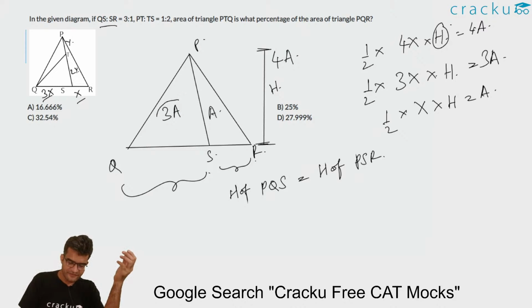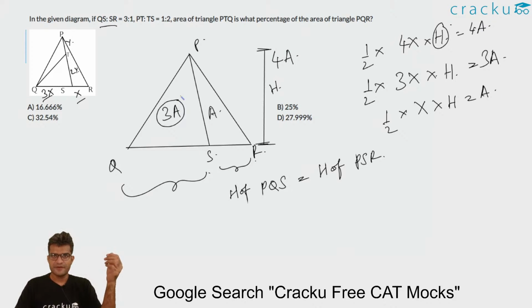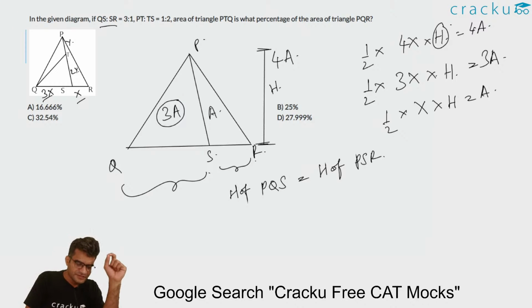Anyway, the area of triangle PQS is 3A. Now using the same principle, if you are now dividing PS in the ratio of 1:2, this is T, if this is 1 and this is 2, the area of triangle PQT will be 1 divided by 1 plus 2, that is 1/3 of 3A, which is A, and the area of TQS will be 2 divided by 2 plus 1, that is 2/3 into 3A, which is 2A.